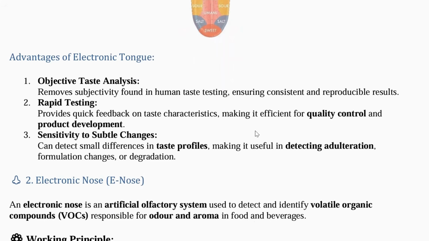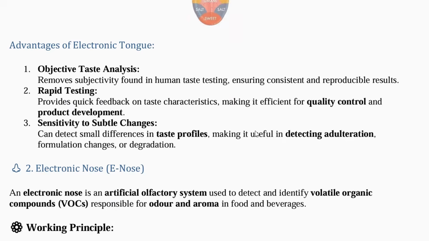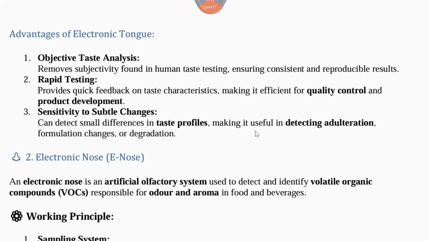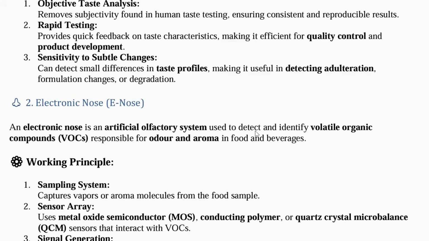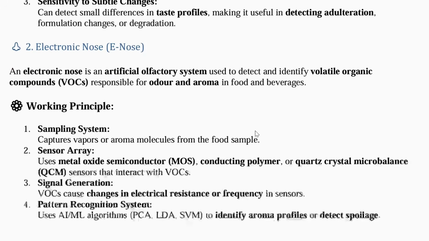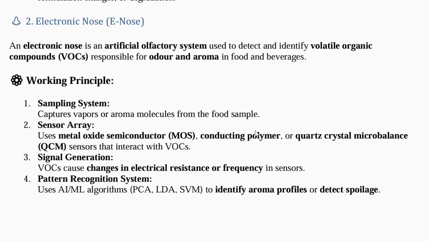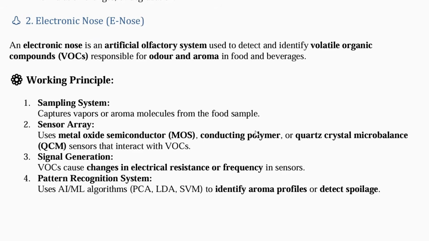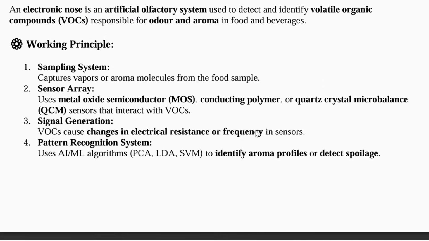Advantages: taste analysis, rapid testing, and sensitivity to detect adulteration of food or anything. Electronic nose is an artificial olfactory system used to detect and identify the volatile organic compounds responsible for odor or aroma. Sampling system, next is the sensor array, where we use metal oxide semiconductors and conducting polymers.